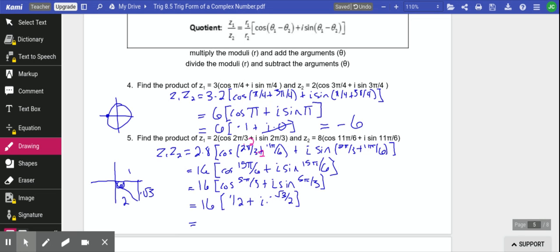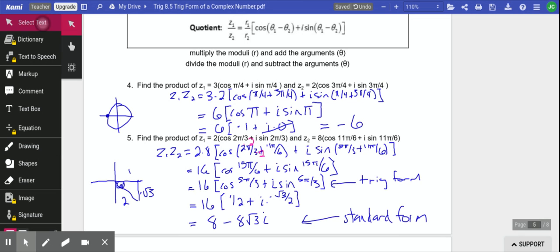And then our last step is to distribute that 16. So we get 8 minus 8 root 3 I. Okay, so again, this is your answer in trig form. This is your answer in standard form. So it just depends on what you're being asked for.